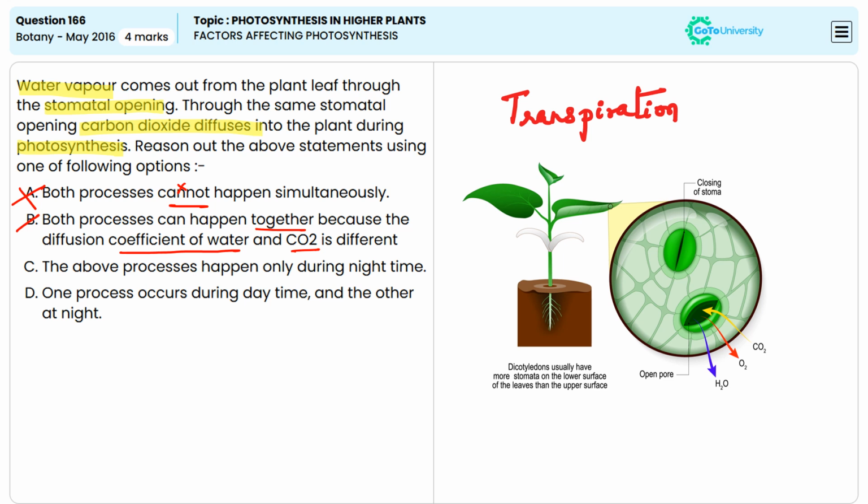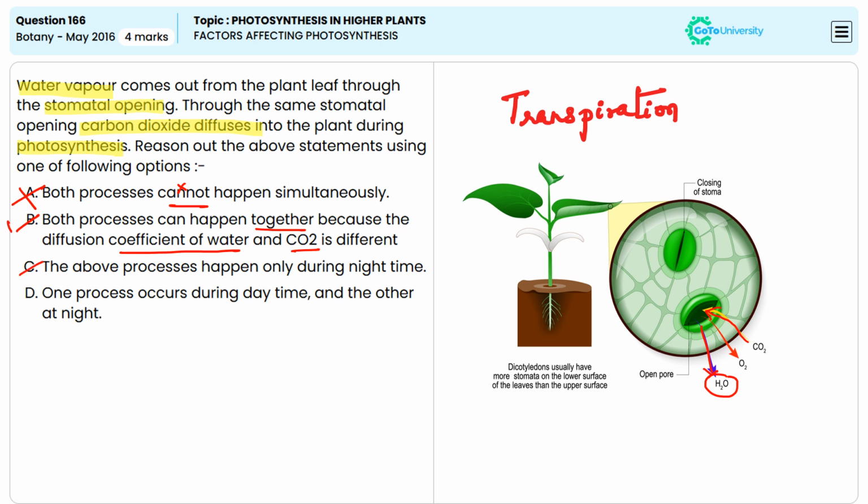Yes, this is true. The diffusion coefficients of water vapor and carbon dioxide are different, which means the rate at which they diffuse through the stomatal opening is not the same. The water vapor diffuses out of the stomata while carbon dioxide diffuses in. So despite being through the same opening, the plant is able to regulate the flow of these gases due to the differences in their physical properties. So option B is the correct answer.